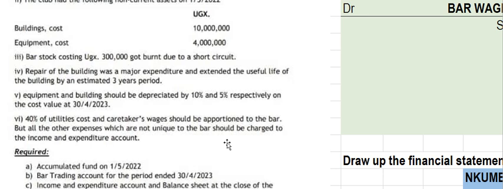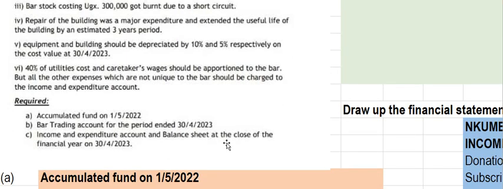40% of the utilities cost and caretakers' wages should be apportioned to the bar, but all the other expenses which are not unique to the bar should be charged to the income and expenditure account. What are the requirements? Come up with the accumulated fund, so determine the accumulated fund as at the start. Then the bar trading account for the period ended 30th April 2023. Then the income and expenditure account and the balance sheet at the close of the financial year on 30th April 2023. So part A, accumulated fund.